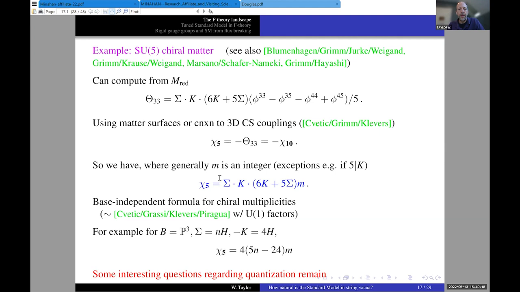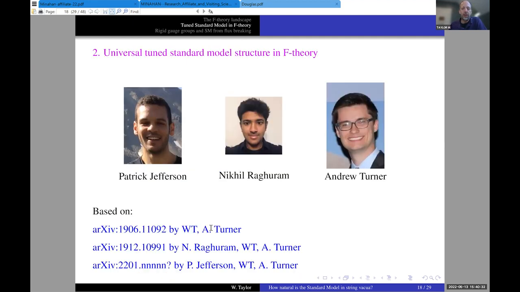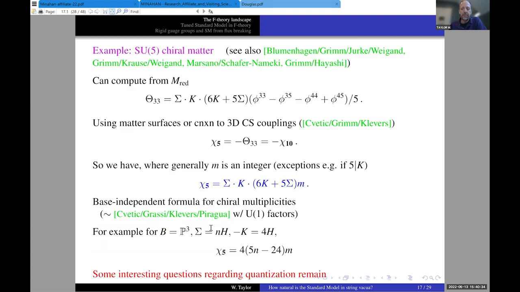So for example, if the base was P3, then the multiplicity of matter is 4 times 5n minus 24 times m, where m is an arbitrary integer and n is the choice of divisor on which the group is resting. So this gives us a very general way of constructing F-theory constructions with chosen gauge groups and analyzing them in a very general geometric way.